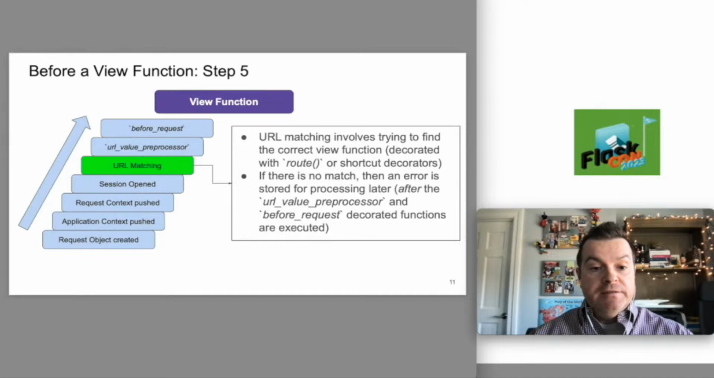All right, next is a big step, which is URL matching. So this means taking the URL that came in, so what's the web address that's trying to be accessed, and figuring out if there's a correct view function available to process that URL. And so this is basically saying, is there a function that's decorated with route or one of the shortcut decorators that can handle the URL? Now, if there's no match found, an error is going to be stored, and that's going to get processed later just before the view function gets executed.